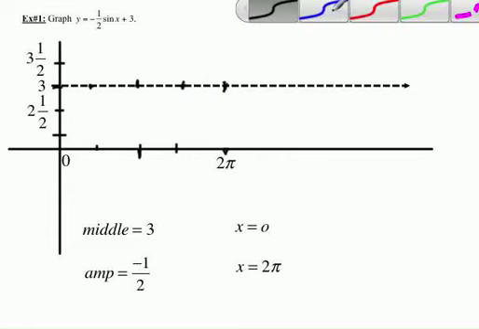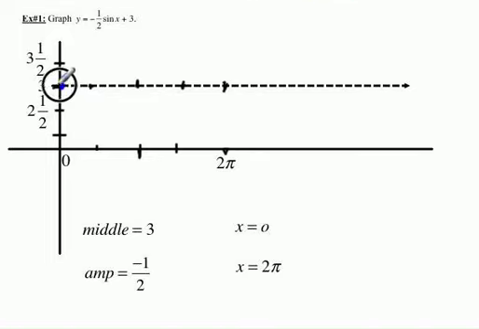Okay, time to draw the graph. Going to switch colors here. So sine starts at the middle line. Because it's a negative amplitude, I'm going to go down 1/2, back to the middle. Notice how I'm filling in each of the points I marked earlier on the x-axis. Now I'm going to go up 1/2, because we're negative here, and back to the middle.